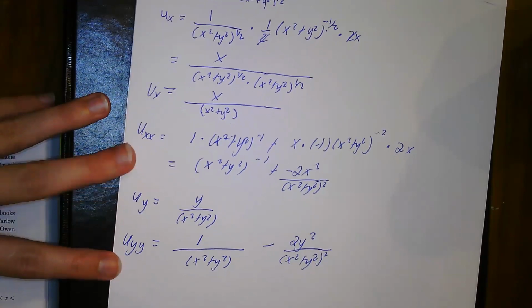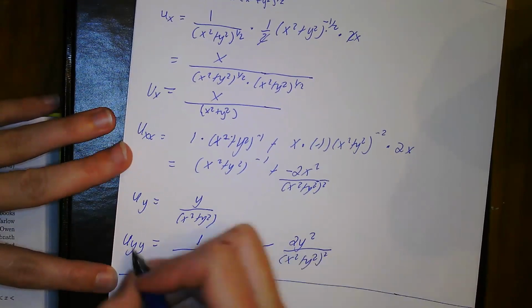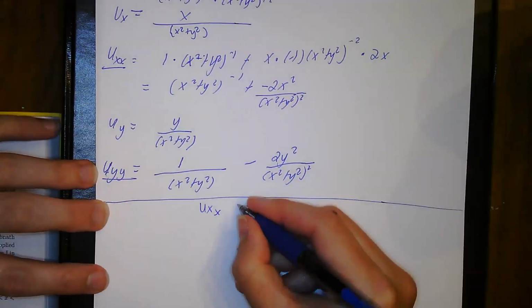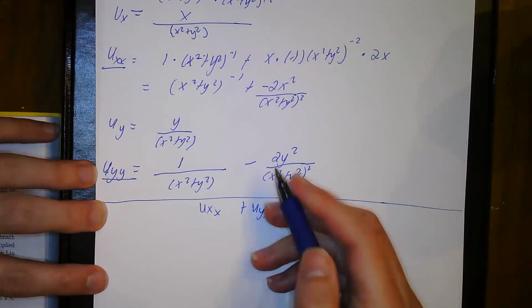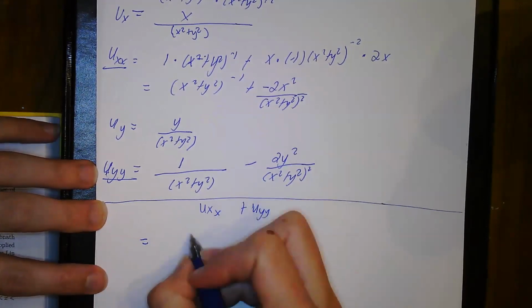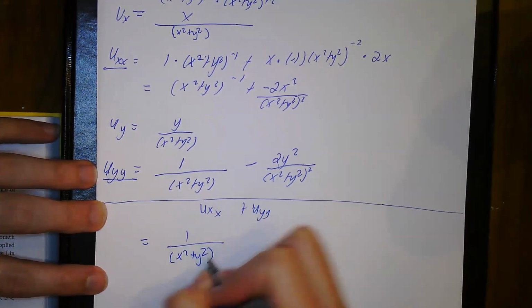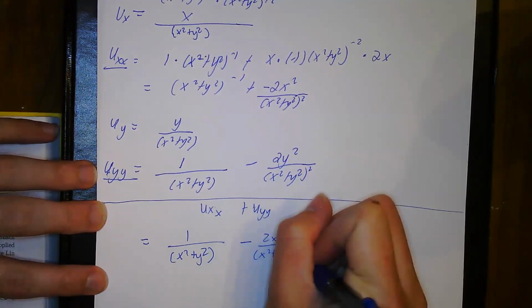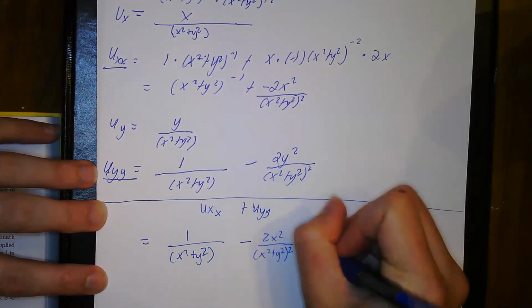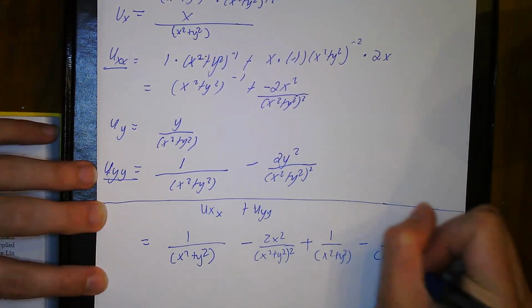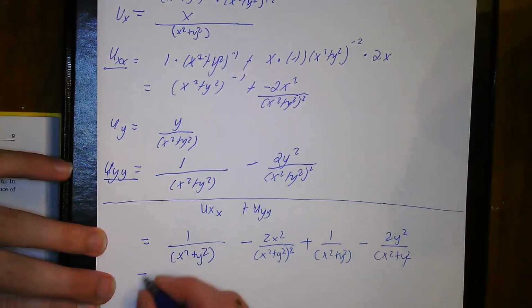And then we can substitute these two terms back into the Laplace equation, and that will give us 1 over x squared plus y squared minus 2x squared over x squared plus y squared squared. And then we end up with plus 1 over x squared plus y squared minus 2y squared over x squared plus y squared. Combining these like terms, we can combine that.